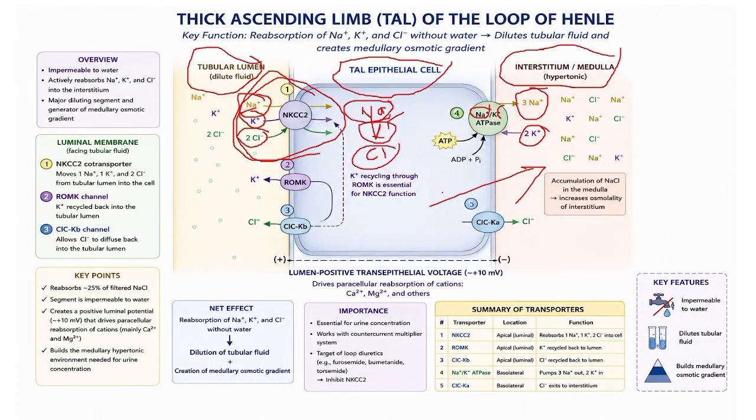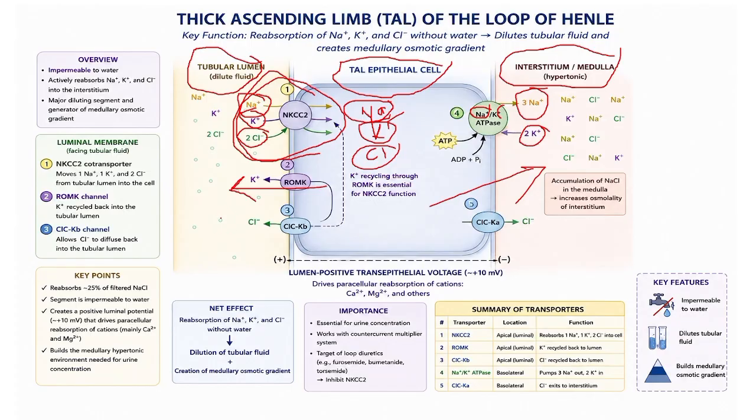And because you have a lot of potassium, what happens? The potassium will move down its concentration gradient via this channel here. So potassium will move outside because there's a lot of potassium inside the epithelial cell. When the potassium moves outside, it will increase the positive charge outside here. There will be an increase in the positive charge, caused by the movement of potassium from the epithelial cell into the filtrate.